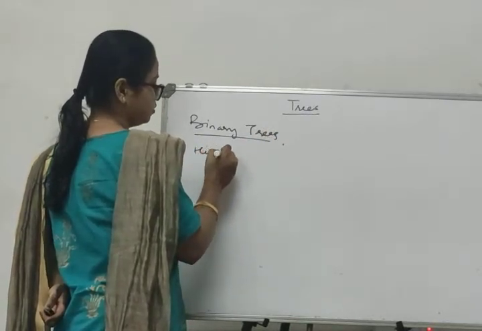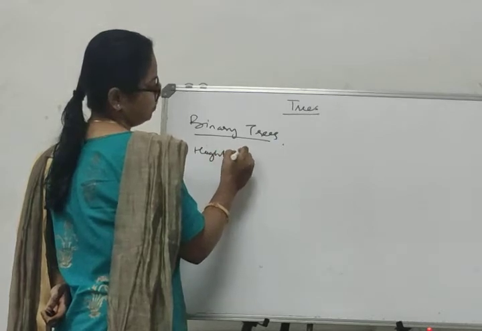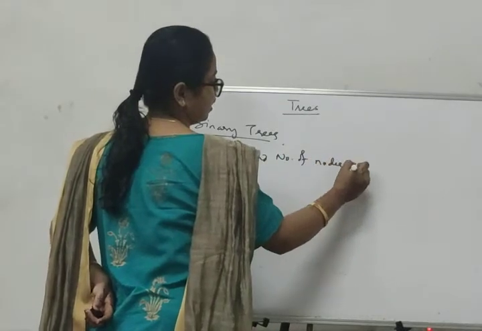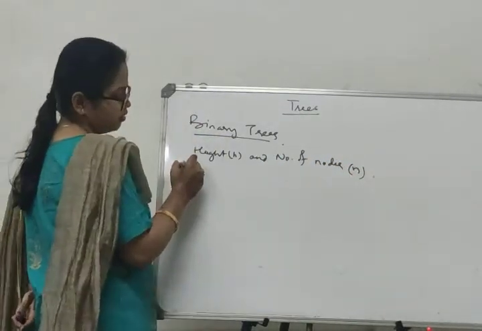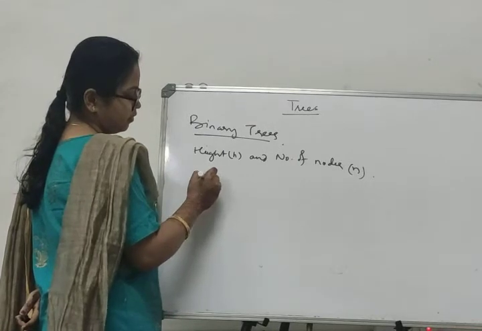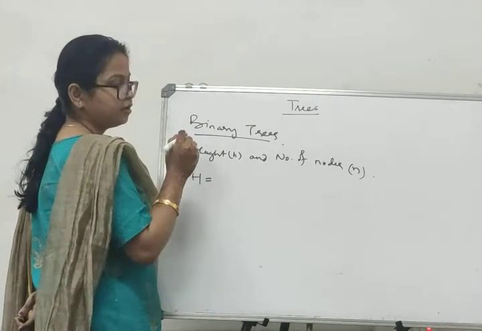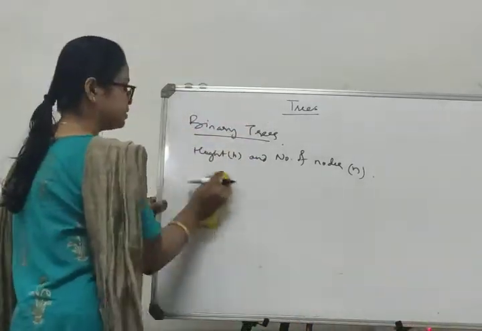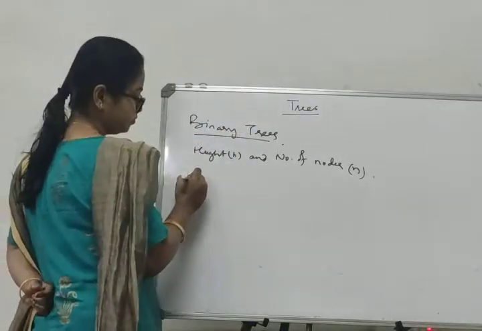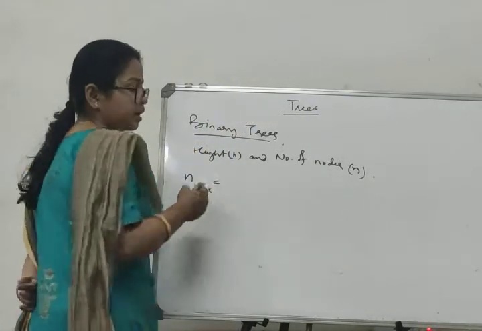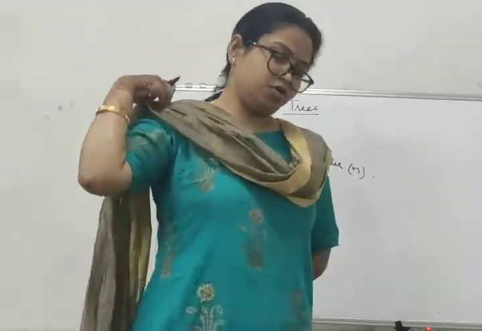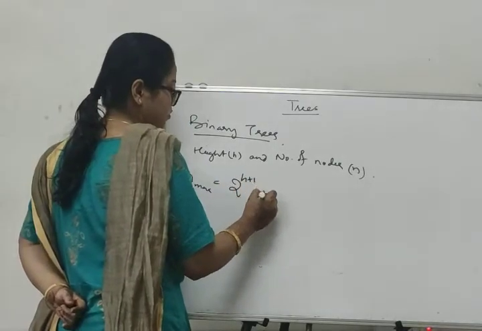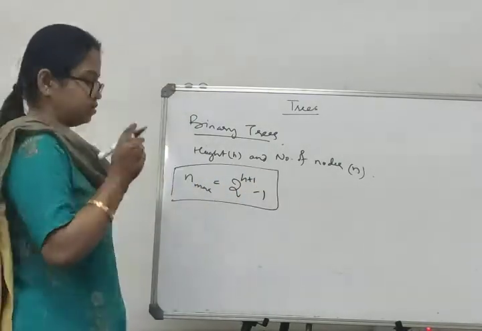Given a height h and number of nodes n, we can relate them. Given the height, what is the maximum number of nodes? In terms of height, we have to find it out. So the maximum number of nodes we can have is 2 to the power h plus 1, minus 1. This is the formula. You can verify it as well.